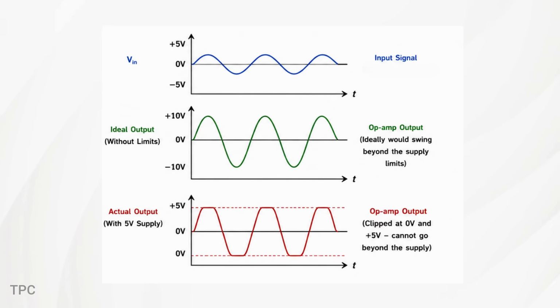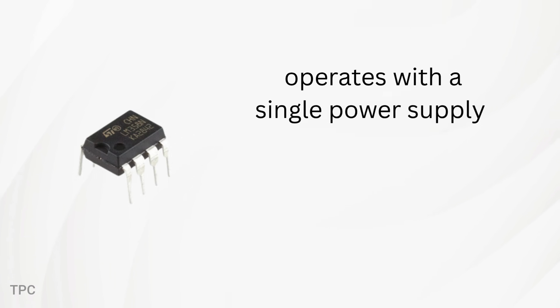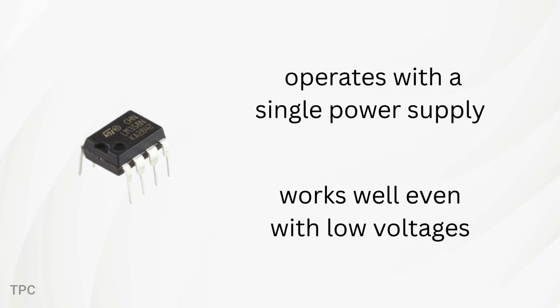One important thing to understand here is that the output of the op-amp is always limited by the supply voltage. So if I'm powering this IC with, say, 5 volts, the output cannot go beyond that range. Also, the LM358 is quite useful because it can operate with a single power supply, and it works well even with low voltages, which makes it very beginner-friendly and ideal for projects using microcontrollers.